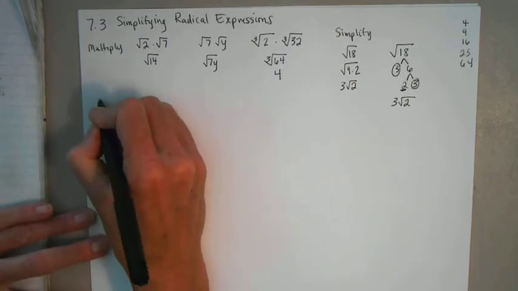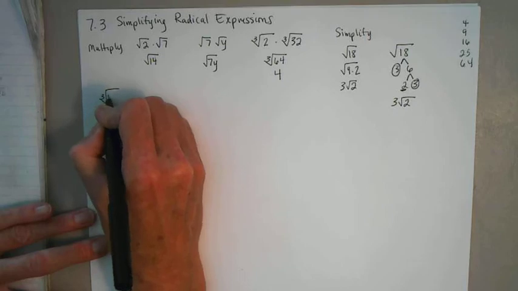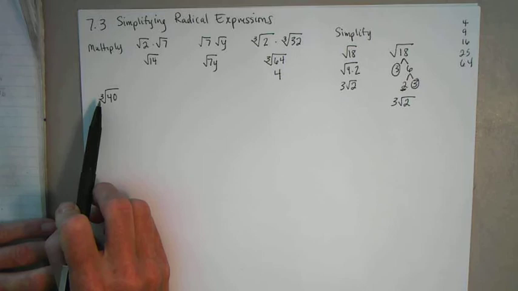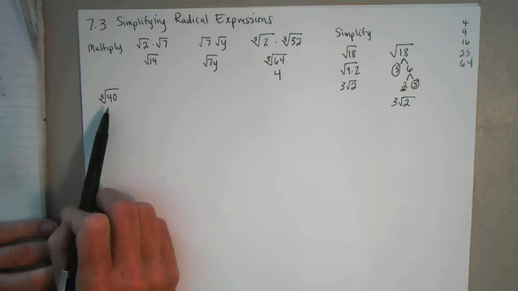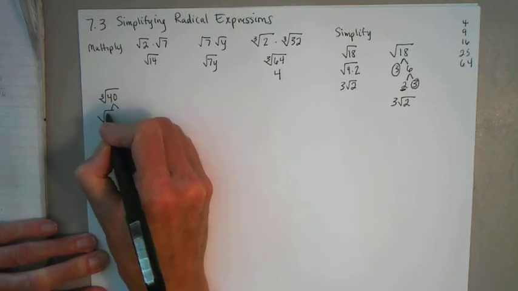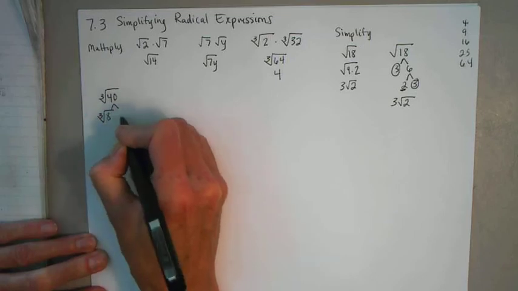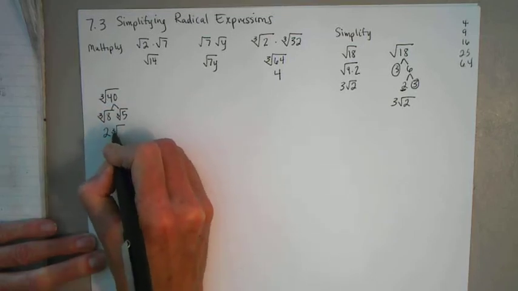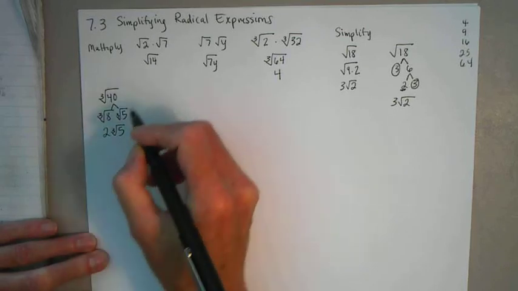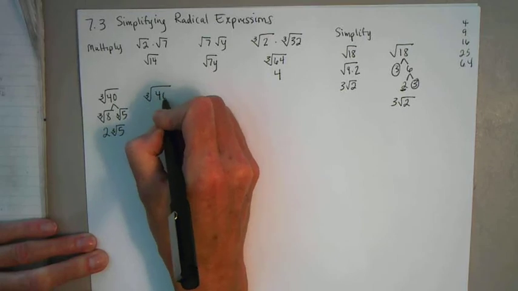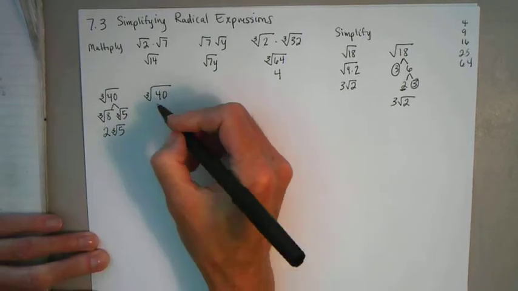Let's try this one. How about the cube root of 40? Now the factoring seems to work better when you have cube roots and fourth roots, because you might not be able to think of a perfect cube that goes into 40. Or you might be able to go, I know 8. 8 times 5. So I would have the cube root of 8, and I know the cube root of 8 is 2, and I still have the cube root of 5. But if you didn't know that 8 was a perfect cube, you would just start breaking down 8.